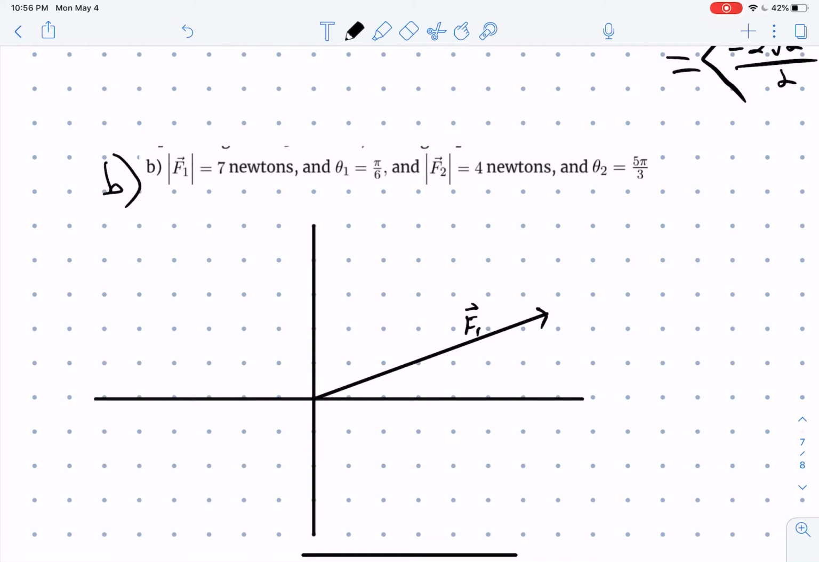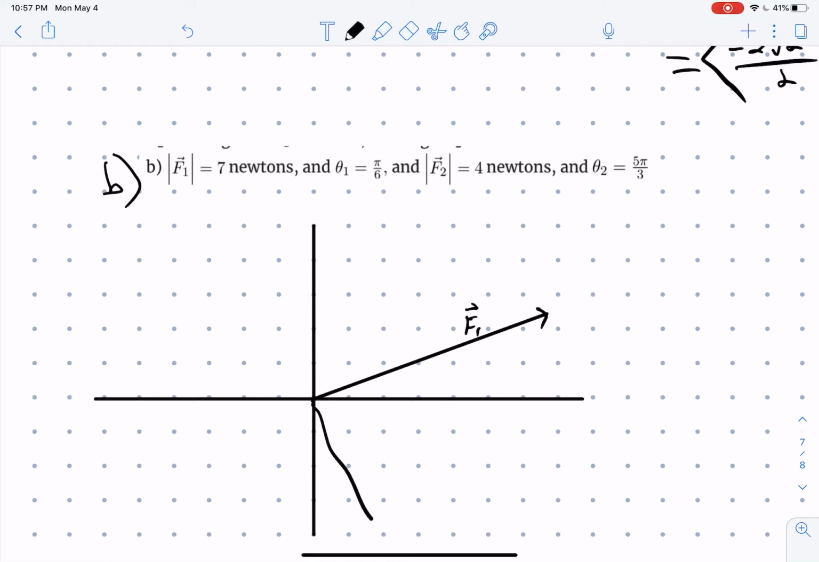F2, the angle is 5 pi over 3. That's like going all the way up to here. That's pi over 2, 5 pi over 3. Well, where is this going to be located? 6 pi over 3 is all the way around. So 5 pi over 3 is going to be a little bit less than that. It's going to be down here. This is an angle of negative 60, or going around this way, 270 plus 30, an angle of 300.